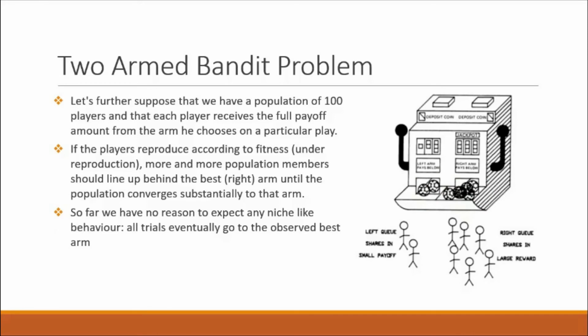But as the game progresses, say there are 100 players, the players will understand that the right arm is paying the higher amount. So all the 100 players will come to the right side, because they are getting a higher payoff in this condition. So then here there will be 0, and here there will be 100. So that is the condition.